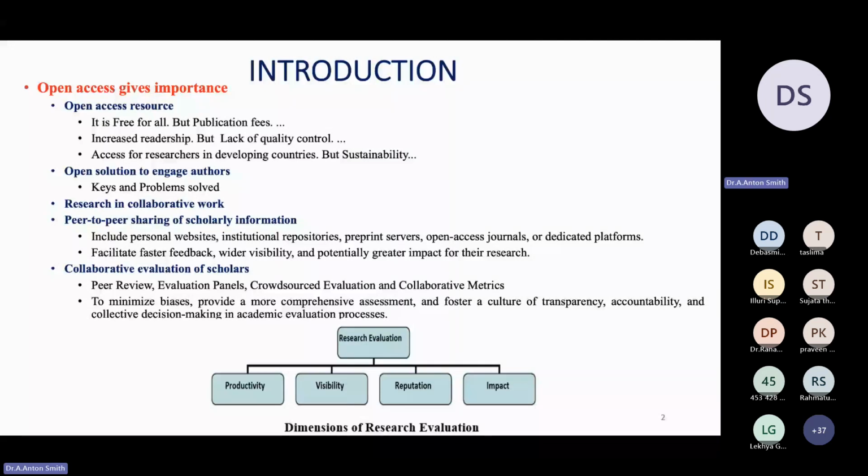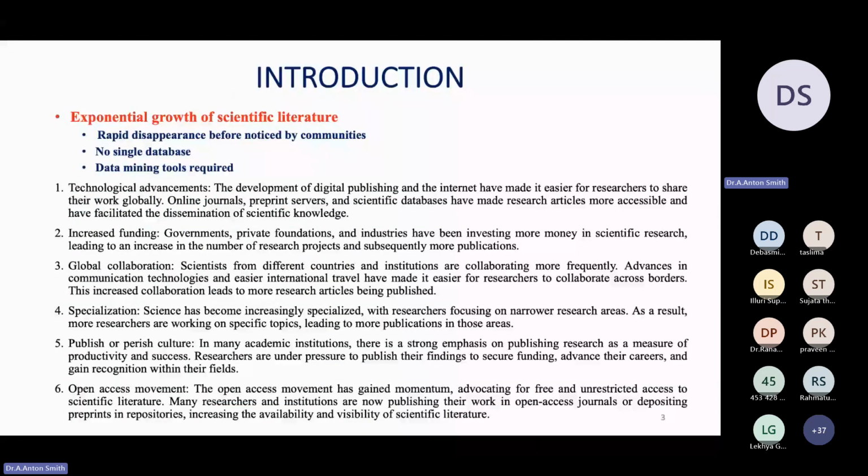Then, what is the exponential growth of scientific literature? It is the rapid disappearance of work before it is noticed by the communities. Since the number of journals and articles published online grows day by day, when you search for a particular type of journal on Google, the recently published article may come first. The remaining goes down. The more articles published based on the keywords are focused at the top.